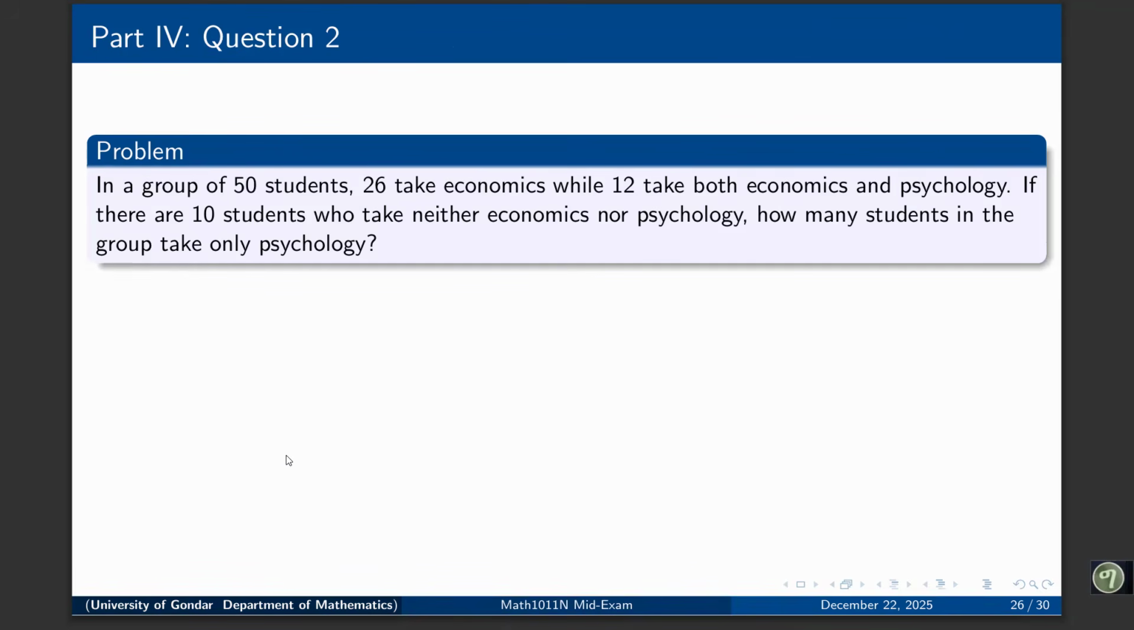Okay, the last question, question number 2. In a group of 50 students, 26 take economics, while 12 take both economics and psychology. If there are 10 students who take neither economics nor psychology, how many students in the group take only psychology?